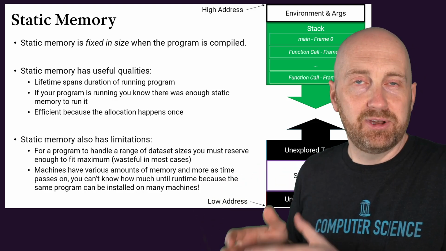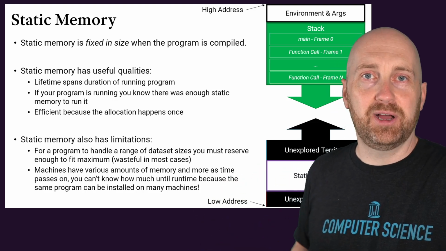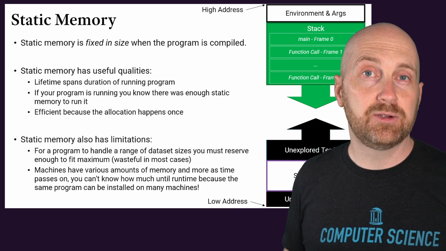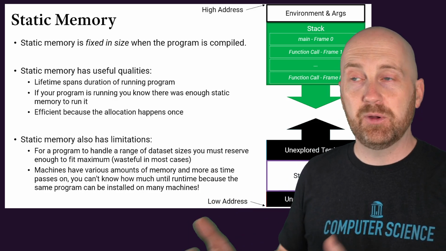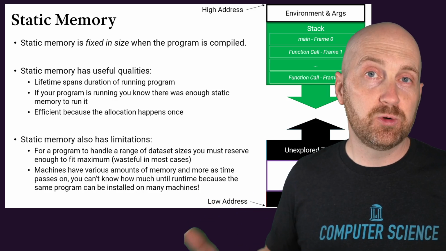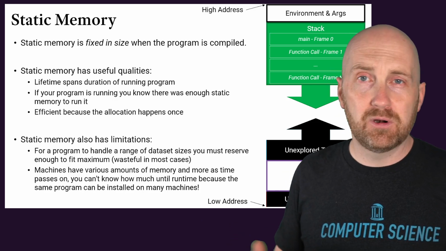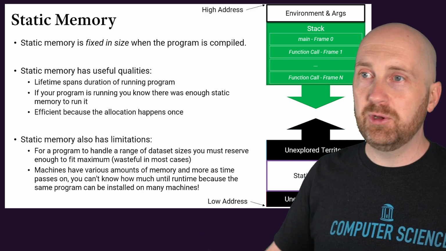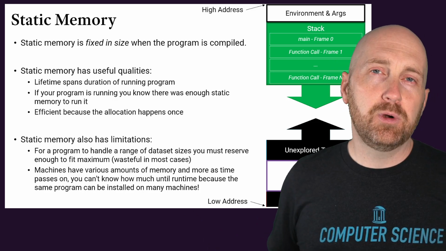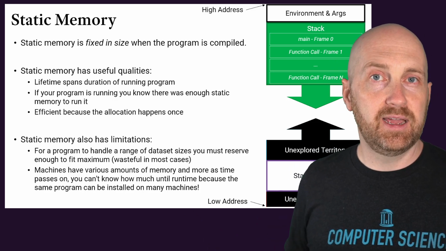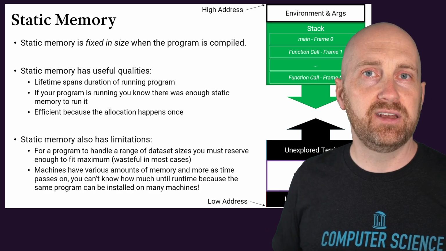For machines that have varying amounts of memory, which they of course do, you want static memory to take up as little space as possible so that it can run on the widest range of machines. Because if you compile a program and it requires more static memory than your machine has available to it, which would be pretty rare for a general purpose computer program, but when you're working with embedded systems, this might be more constrained than you would expect.